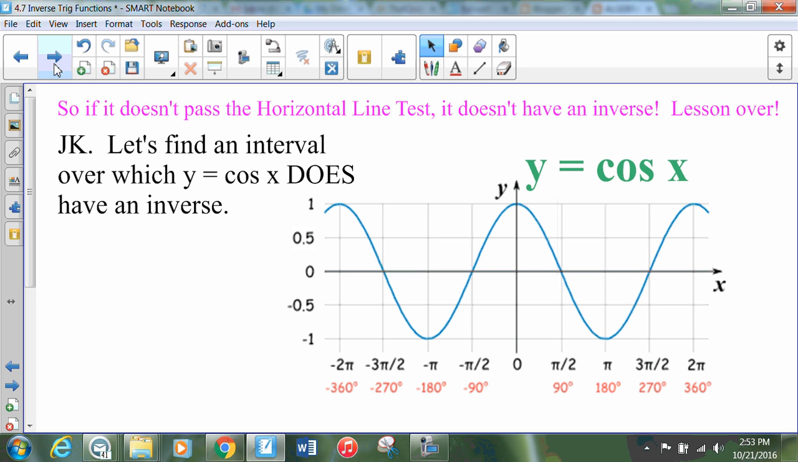So when we look at cosine, we have to look at a sliver of it that will have an inverse. And so mathematicians decided that we would look for cosine at the sliver from 0 to pi. If we did the vertical line test for the section of this cosine from 0 to pi, it does pass and it will have an inverse.